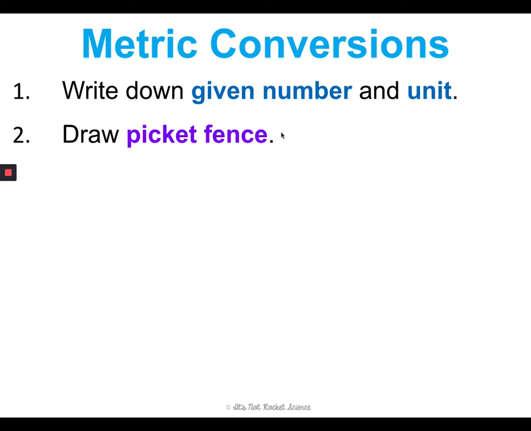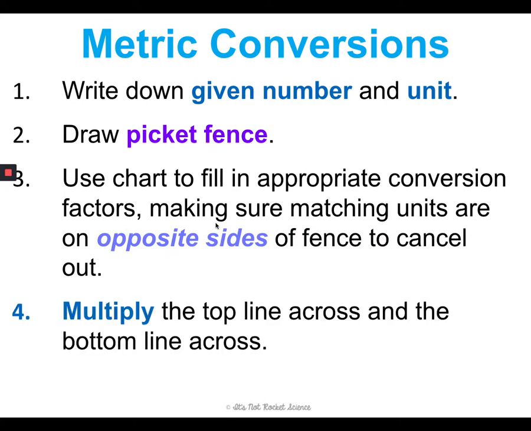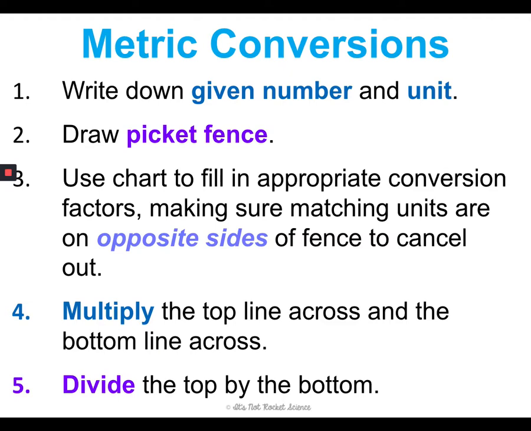And I'll draw, actually maybe I should do this differently. How far is 5 kilometers? There you go. So you write down the given number and the unit, draw a picket fence, use a chart to fill in appropriate conversion factors, making sure matching units are on opposite sides of the fence to cancel out. And then multiply the top line across and the bottom line across, and divide the top by the bottom. You might be a little confused on this. Just writing it out, you should see it in your notes as well.